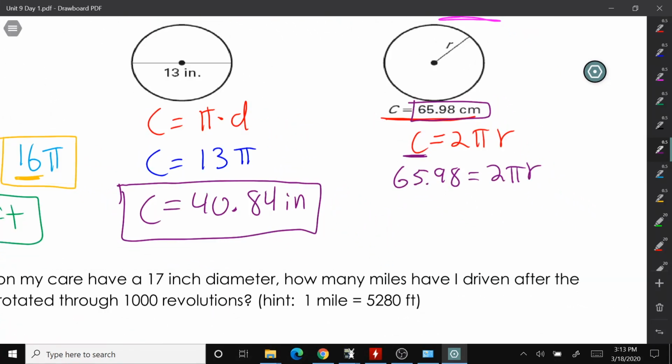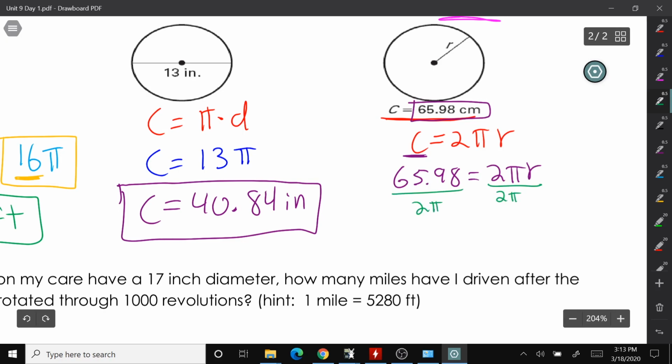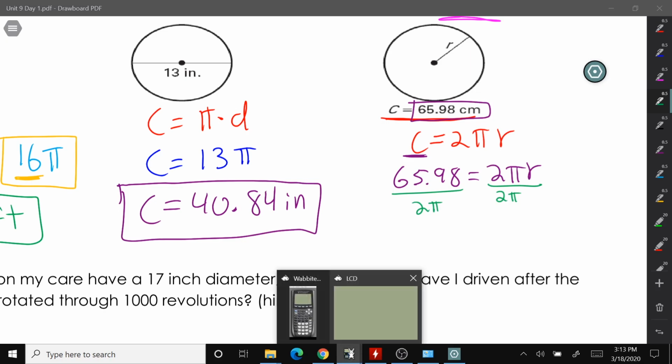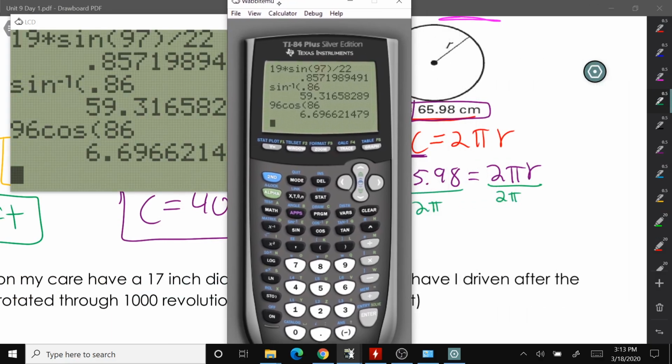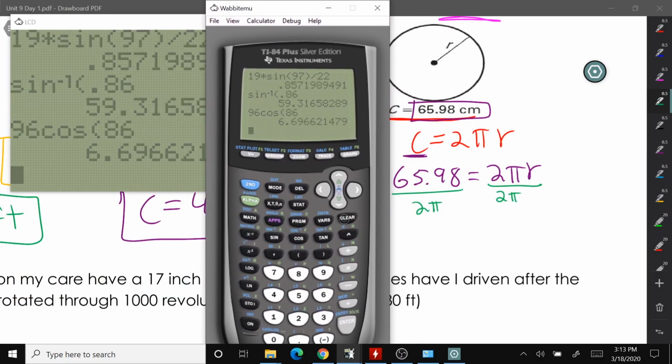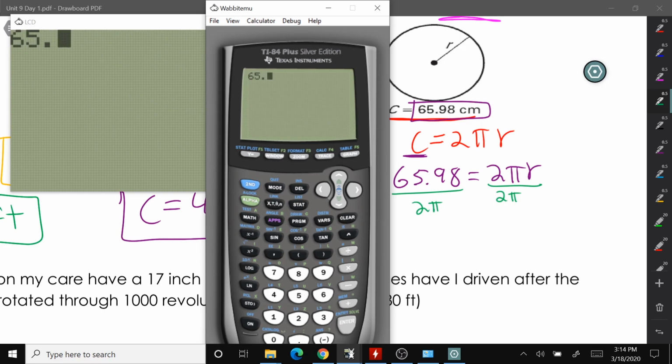So then we need to get r by itself because it's the radius. That's what we're asked to find. So you can divide both sides by 2 pi. Now I'm going to show you something on the calculator that will mess you up if you're not careful. So you may be thinking, all right, let's just do 65.98 divided by 2 pi.